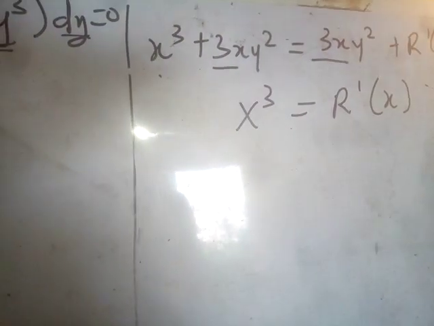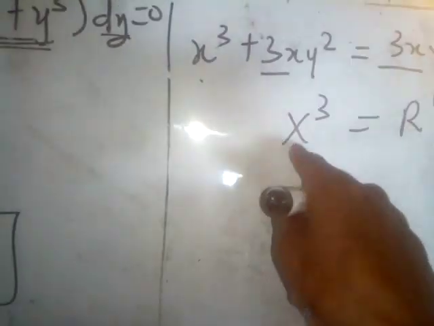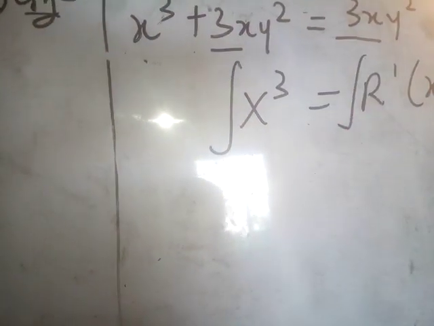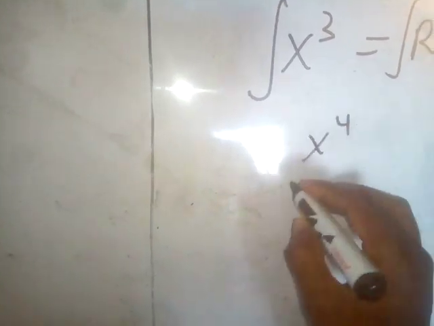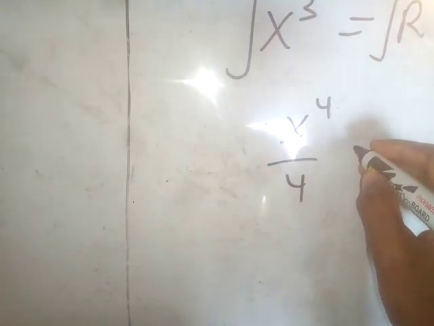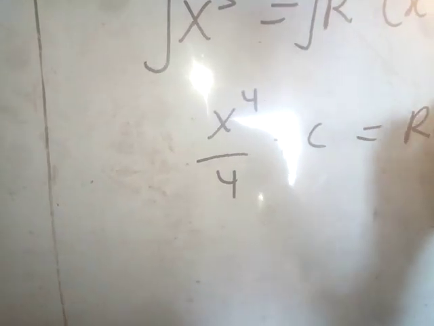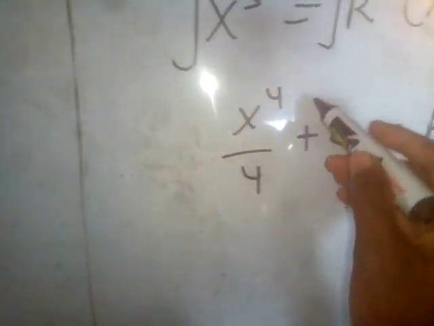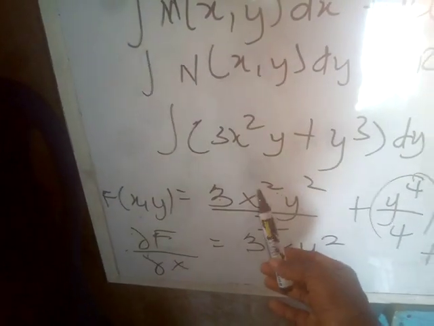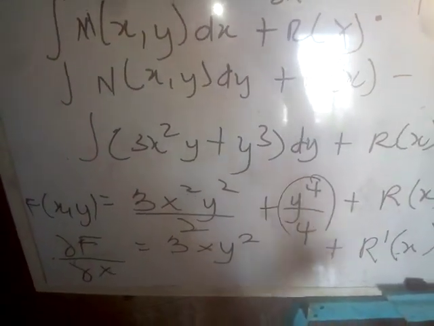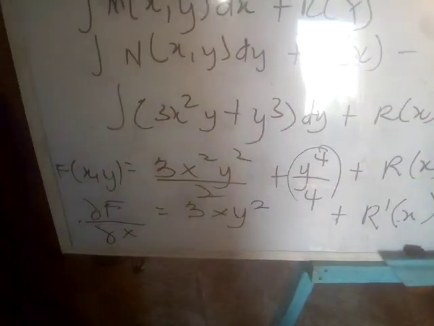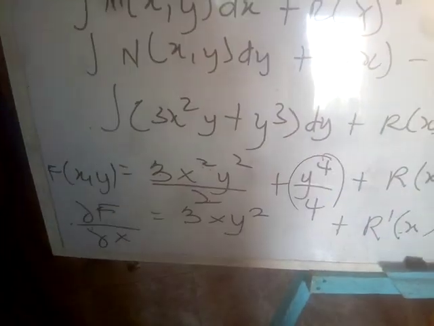At this level, we can integrate with respect to x because we have the variable x inside. So the integral of x cubed, integral of r prime of x. So you have x to the 4th on 4 plus c is equal to r of x. So wherever we see r of x, we input this thing there. So we come back and copy what we have here, right? And then input this one there.